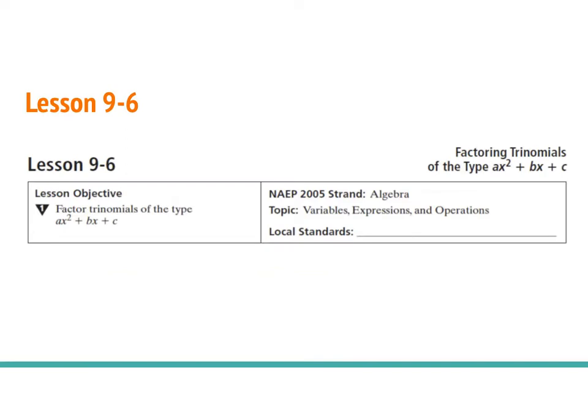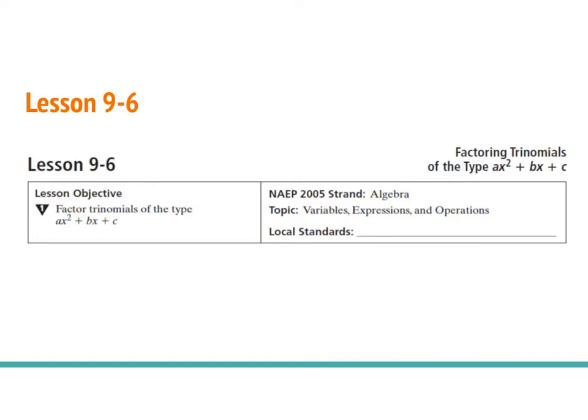Welcome to lesson 9.6. We're still factoring trinomials. In this lesson, though, we're going to have an a value. That's that coefficient of x squared that's not going to be 1. Okay, we go through the same process as we did in factoring when that a value is 1.